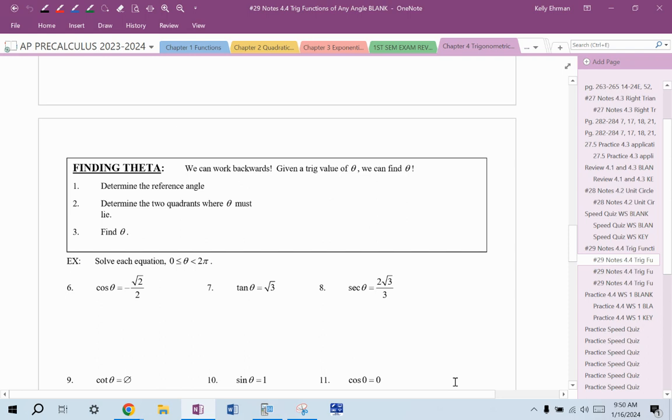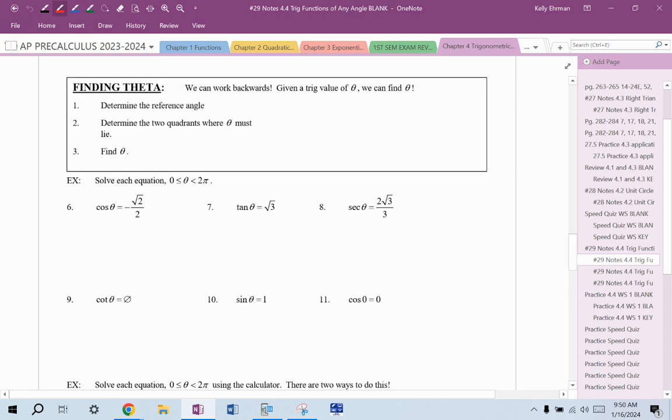So the second part of our 4.4 notes is working backwards to find theta. If we're given a trig value of theta, we can figure out what theta is, either in radians or in degrees. But most of our work here in AP Pre-Calc is in radians. And so if you're trying to do this, say, without a calculator, then the first thing you need to do is determine the reference angle.